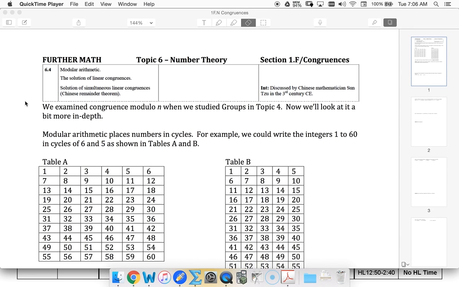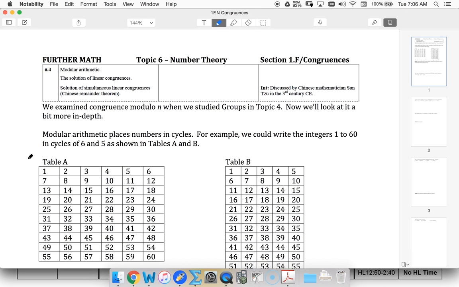In this section of this syllabus, we're going to look more in depth at modular arithmetic, following up with our integers and different bases. Now, we looked at this a little bit in topic 4 when we looked at groups, and now we're going to go more in depth. So generally, when we think about numbers, we think about them in base 10, and that means that we're really counting in cycles of 10.